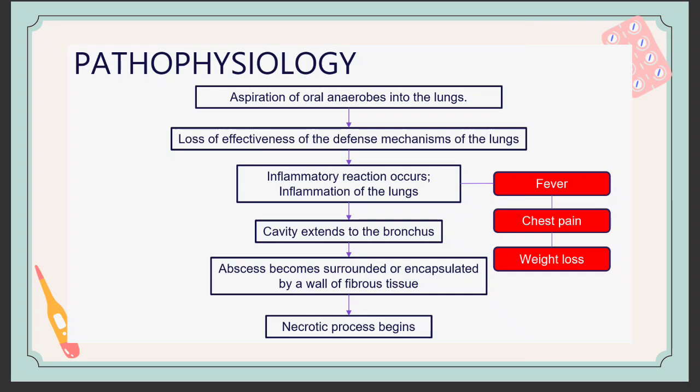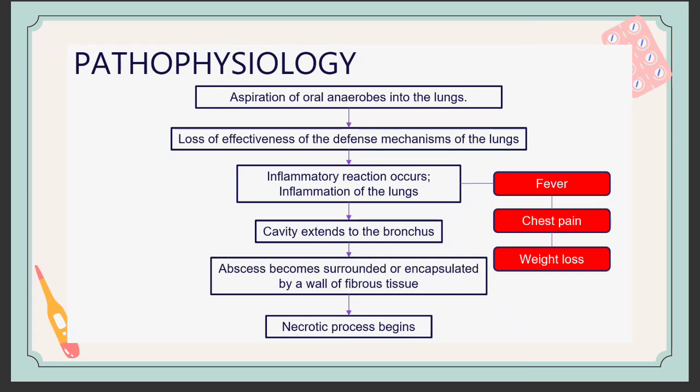First, we have the aspiration of oral anaerobes into the lungs. This is the infection initiation, no? Aspiration of oral anaerobes is the primary lung abscess. It may also occur secondary to mechanical or functional obstruction of the bronchi by tumor, foreign body or bronchial stenosis, or from necrotizing pneumonias, TB, pulmonary embolism, or chest trauma.